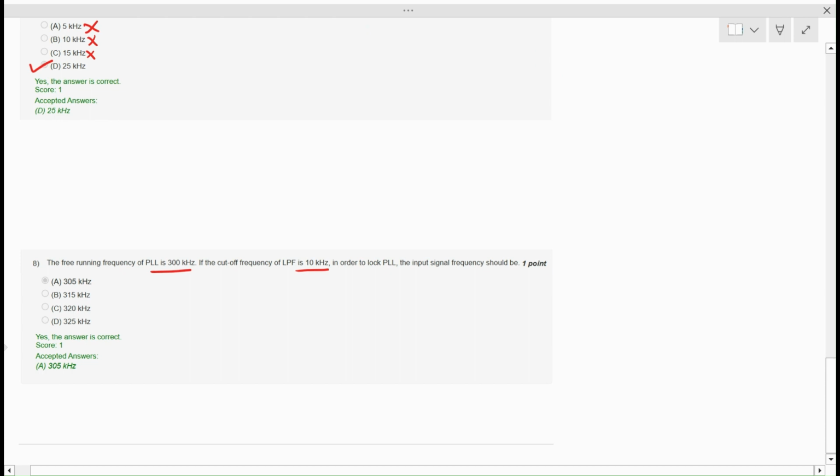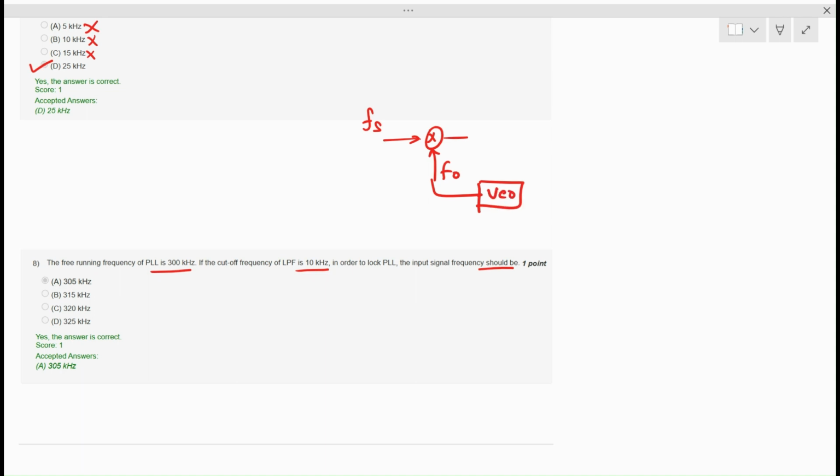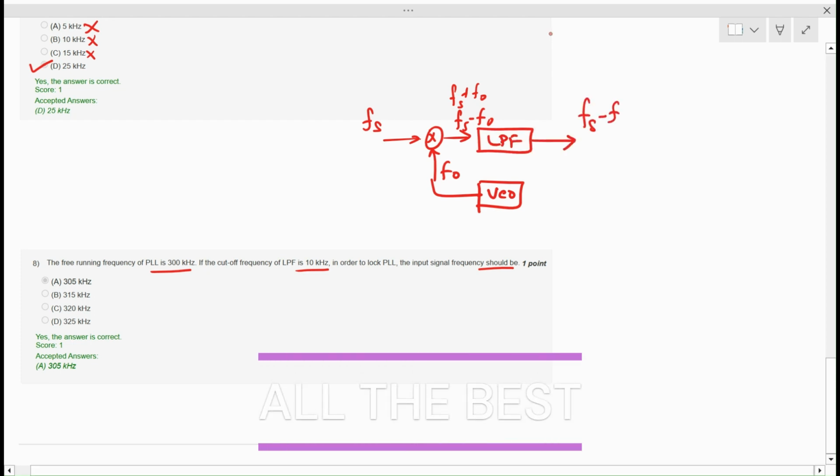And the last question is, the free running frequency of PLL is 300 kilohertz and the low pass filter cutoff frequency is 10 kilohertz. What should the incoming signal be? The same logic. We have a multiplier. Fs is the incoming frequency, F0 is the frequency from VCO, and it will produce Fs plus F0 as well as Fs minus F0. Next I have the low pass filter, which will allow only Fs minus F0.